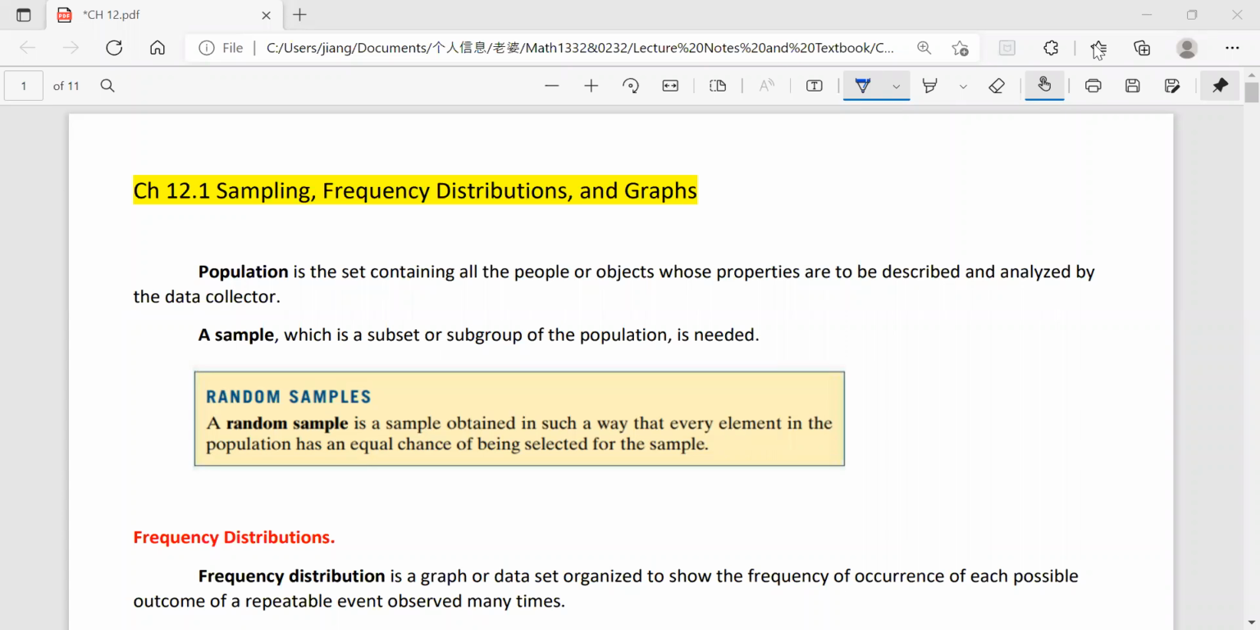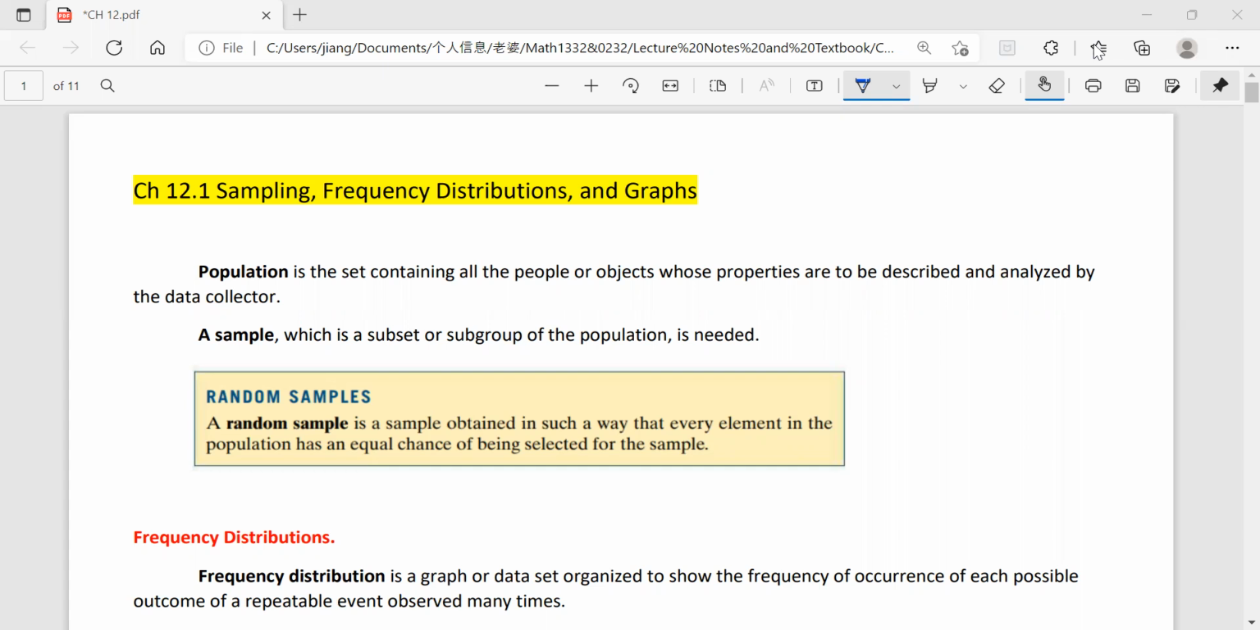In this video, let's learn chapter 12.1, sampling frequency distributions and graphs. The first definition is population. Population is the set containing all the people or objects whose property are to be described and analyzed by the data collectors. The population, for example, can be the entire school student in the college.